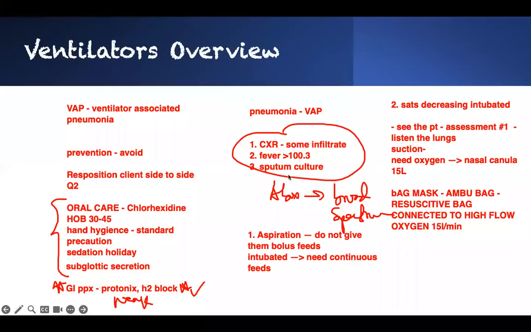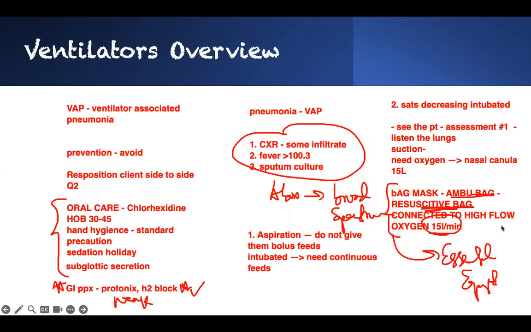So if they ask you what essential equipment you need, this is an essential. Anybody who is intubated needs this ambu bag or resuscitative bag at the bedside connected to 15 liters. It's essential equipment you need to have. If you need to have one thing and the patient is intubated, it is this. You have to have it at the bedside so that in case they get into trouble, you can take care of it.